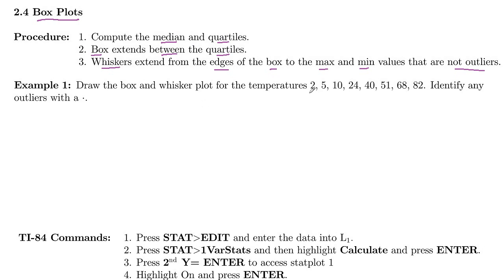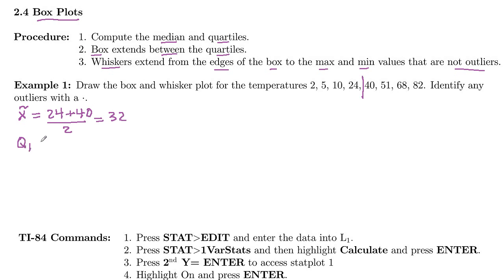Okay, so this data is already in order. There are 2, 4, 6, 8 values. So 4 in the lower half, 4 in the upper half. That's half of 8 is 4. And so our median here, x tilde, or m if you want, is going to be the average of the two middles. So 24 plus 40, and then divide by 2, which is 32.